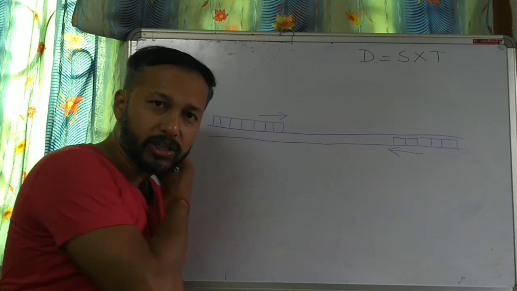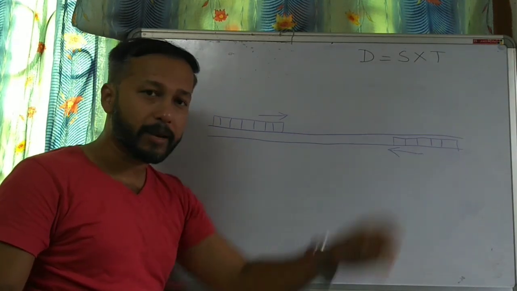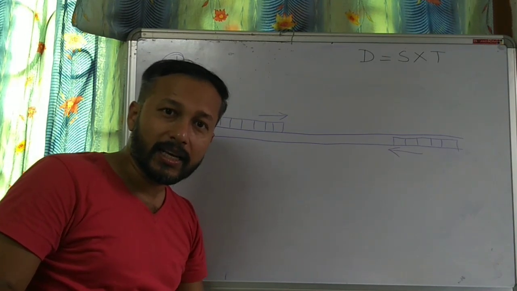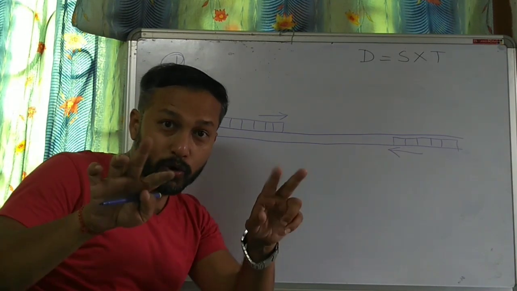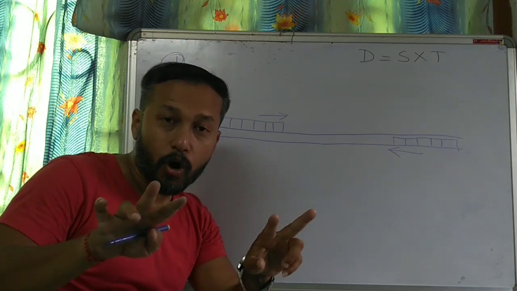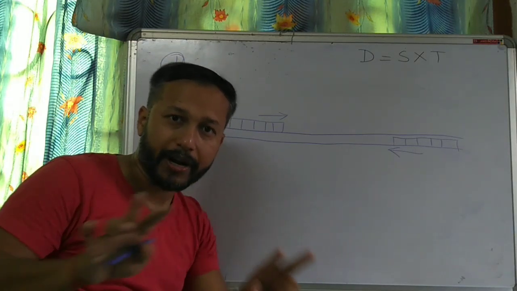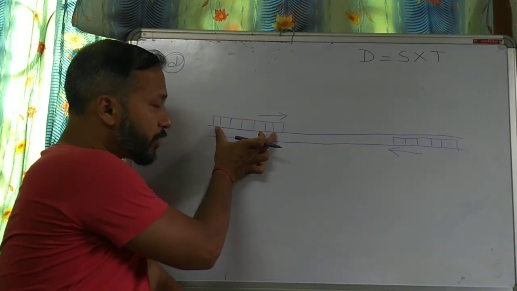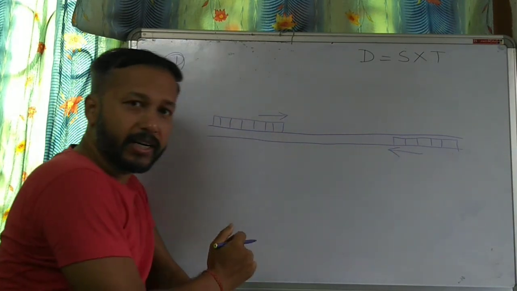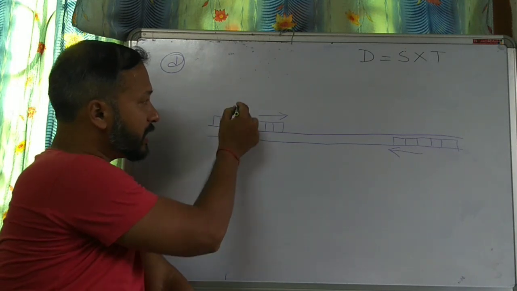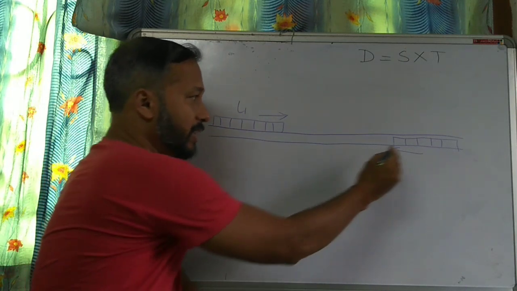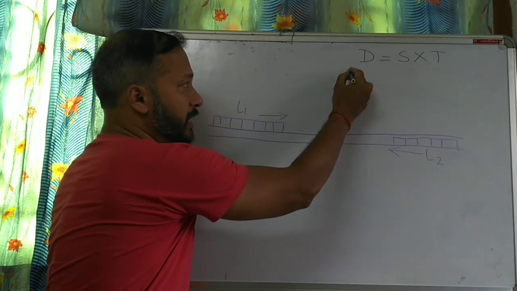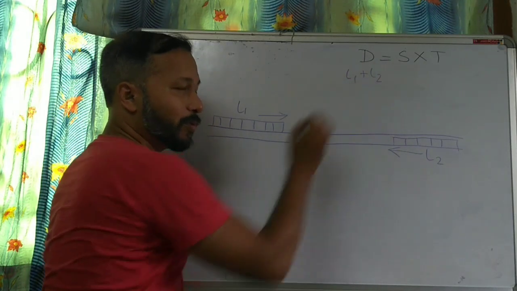Same formula will be used. Distance equal to speed into time. Now what is the distance here? Distance is the sum of the lengths of the two trains. Say the length of this train is L1 and the length of this train is L2. So we'll write distance means L1 plus L2.